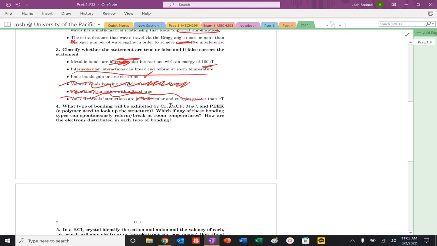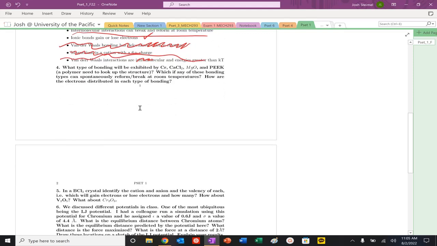All right. What type of bonding will be exhibited by chromium? Chromium is a metal. It will do metallic bonding. It will not break and reform at room temperatures. The electrons are delocalized, as we talked about, so they can fly around, and hence the electrical properties of metals.